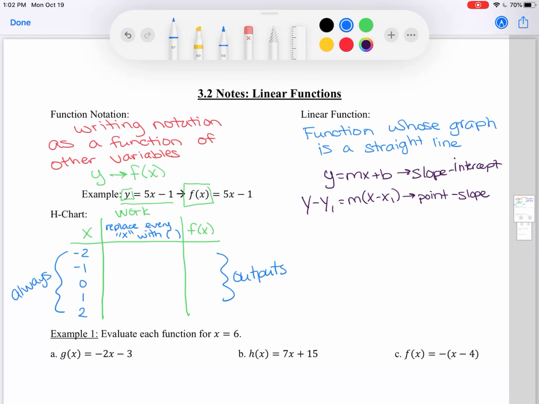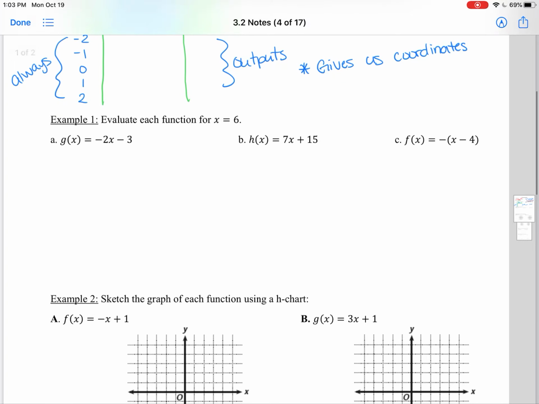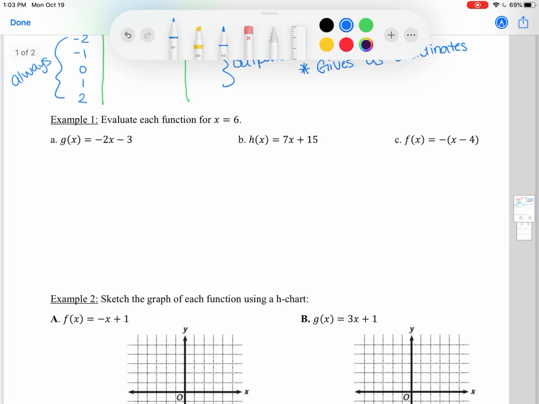And then for the f of x, those are going to be our outputs, meaning those are what the value is coming out. So we're going to work left to right. You start with your x values, we plug those into the function, and then on the right side is the value that we get out. And those inputs are going to give us coordinates. And if you know what coordinates are, it's your x and your y value. So we get the x from the section all the way on the left here, those -2, -1, 0, 1, and 2. And then in order to get the y, it's all based off of what comes out in the f of x section. So we'll get plenty of practice on that today.